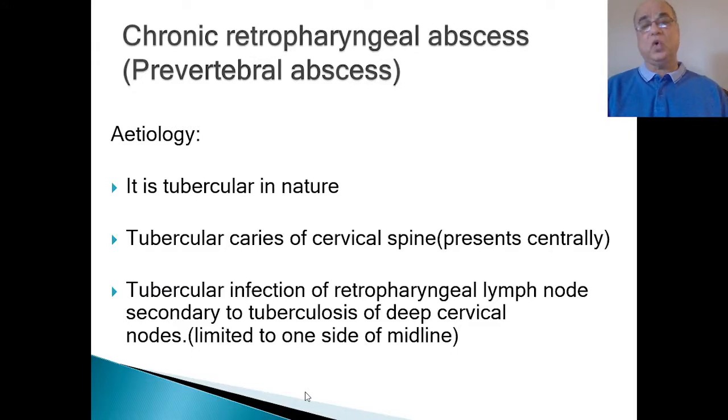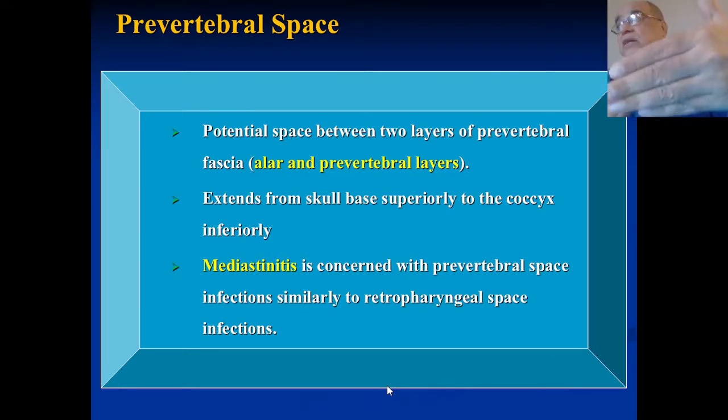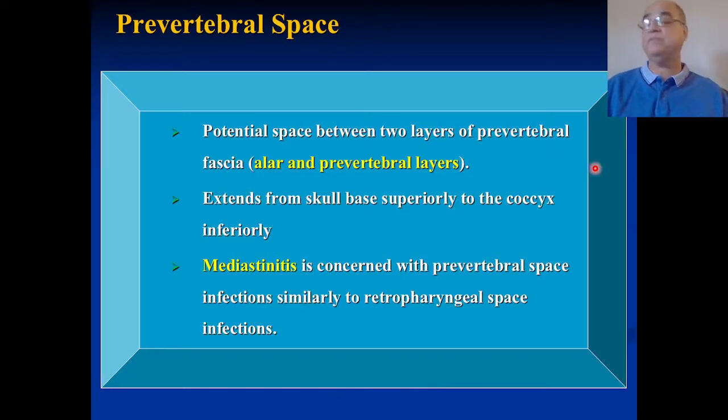As I have mentioned already, these two spaces are posterior to the posterior pharyngeal wall. So first is the posterior pharyngeal wall, just behind that is the retropharyngeal space, and behind the retropharyngeal space is the prevertebral space. This prevertebral space is a potential space between two layers of prevertebral fascia, that is the alar and prevertebral layers. It extends from the skull base and goes along the whole length of the vertebral column up to the coccyx.